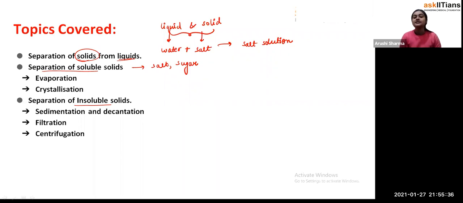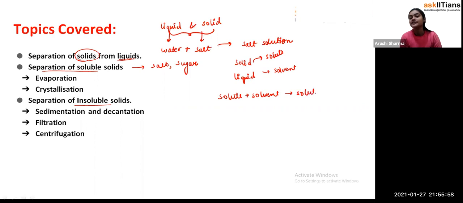So when we have a solid and a liquid, in terms of chemistry, we call the solid the solute and the liquid the solvent. When solute and solvent mix together, we get the solution. When you go to higher classes, you will learn more types of solutions. But for now, remember that the solid is considered the solute, and the liquid is considered the solvent.